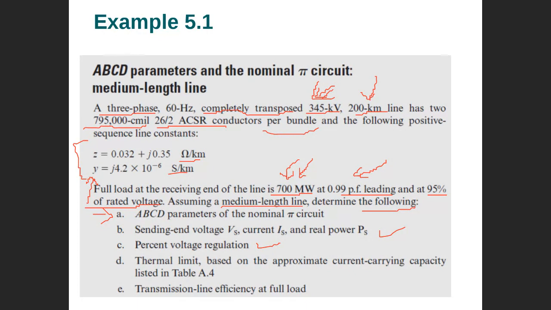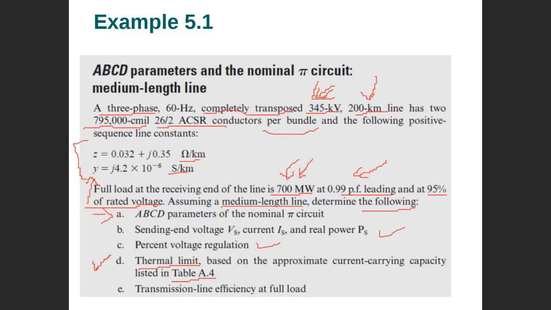And then the thermal limit, because every transmission line has a thermal limit. In the Qatar power system, you will find that they operate at 50%, 60%. They don't operate at the maximum limit. But anyhow, there is a thermal limit, of course, of the transmission line. How do we know this? We'll go to table A4, our favorite table, A3 and A4.